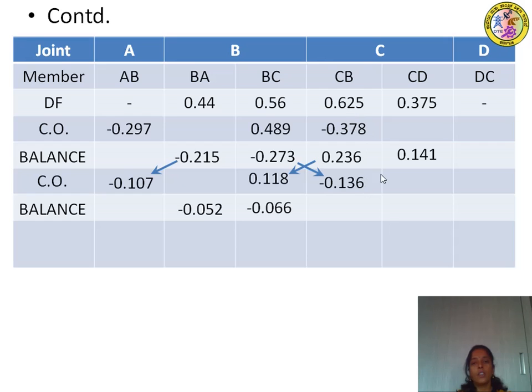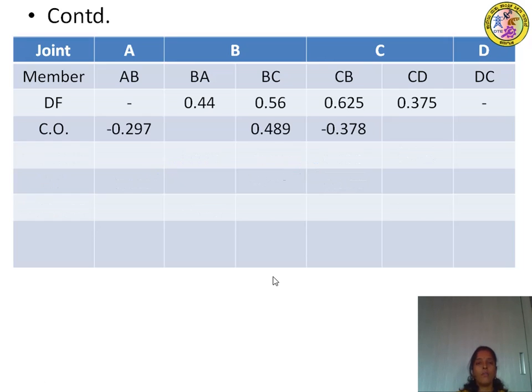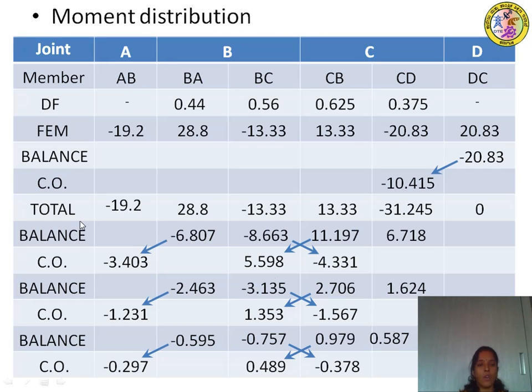So, 0.136 into 0.625 will be equal to 0.095, and 0.136 into 0.375 will be equal to 0.051. Next, to get the final moments, you have to add all the values from the total. You should not add from the fixed end moments, because we have already added the moments till this level. So don't add the values from the fixed end moment. You have to add all the values in each column from the total.